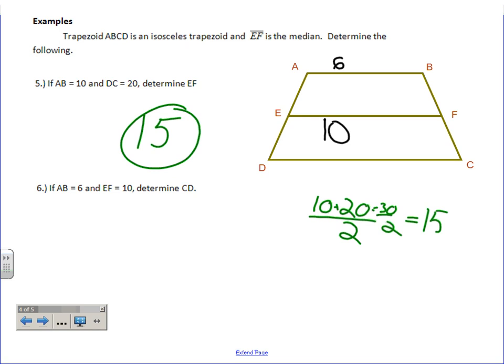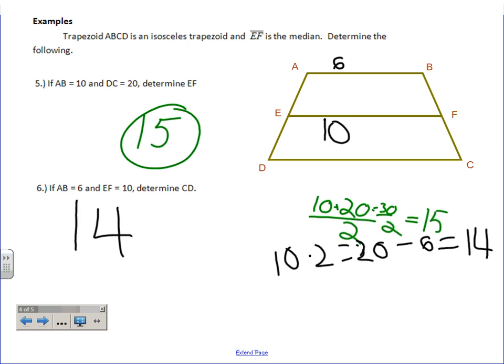So you can use the formula on this one. This one's a little trickier, but you don't have to use the formula. All right, I see where that came from. Very good. Kind of using the formula there.